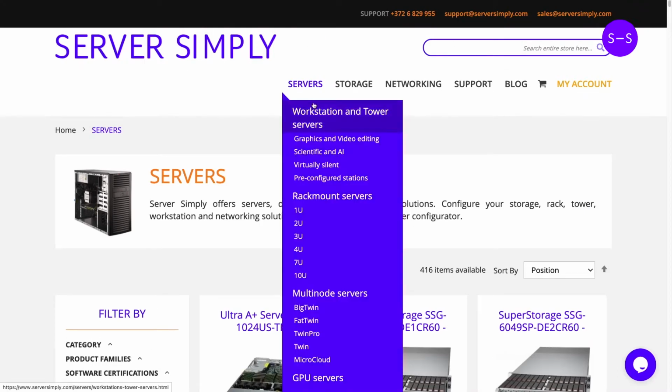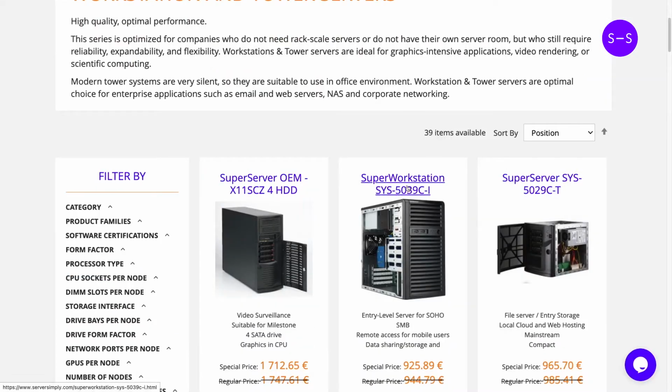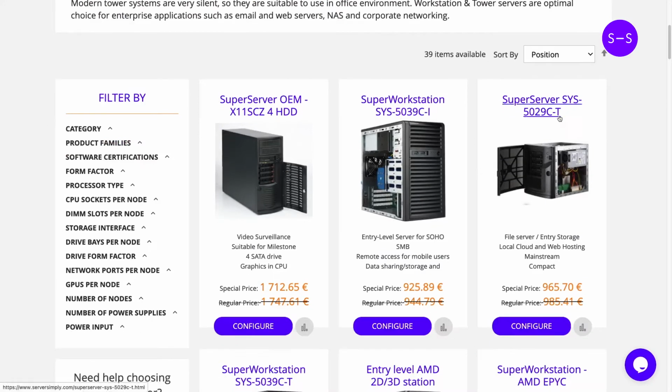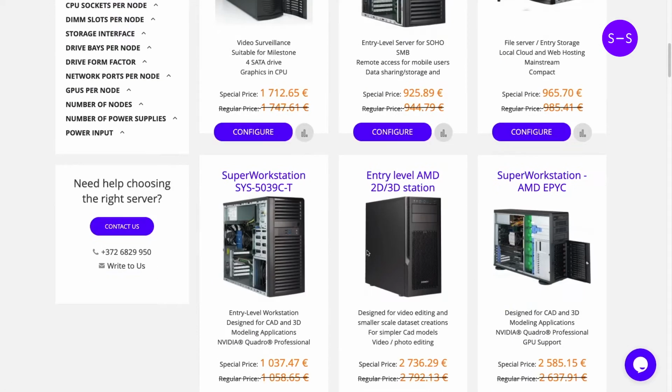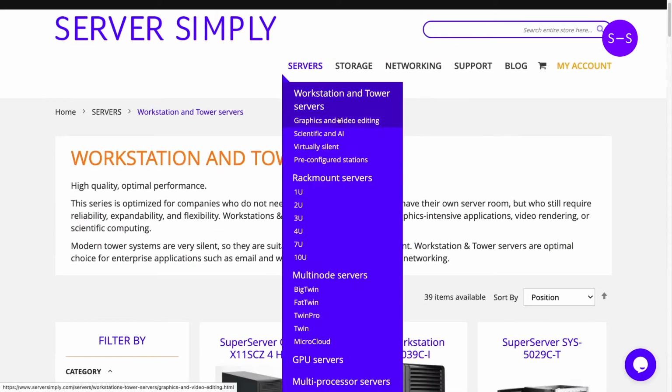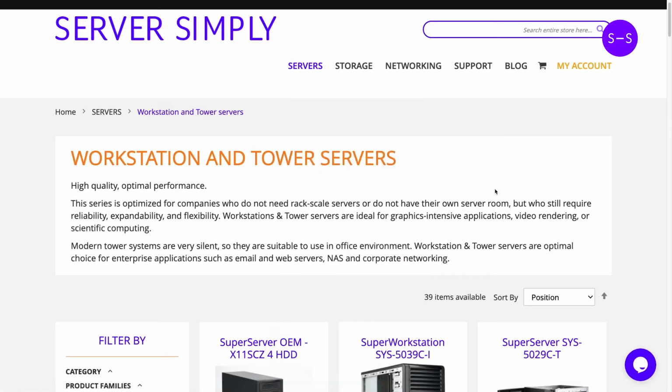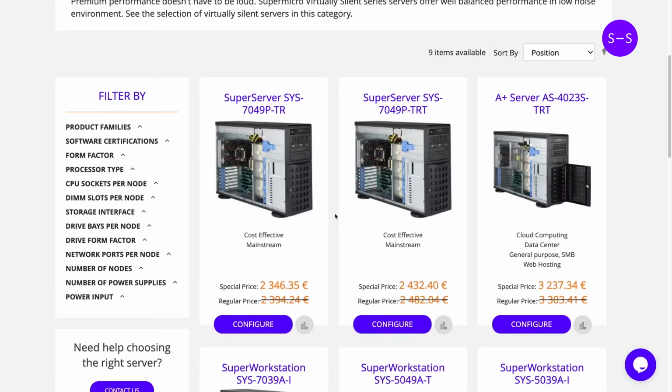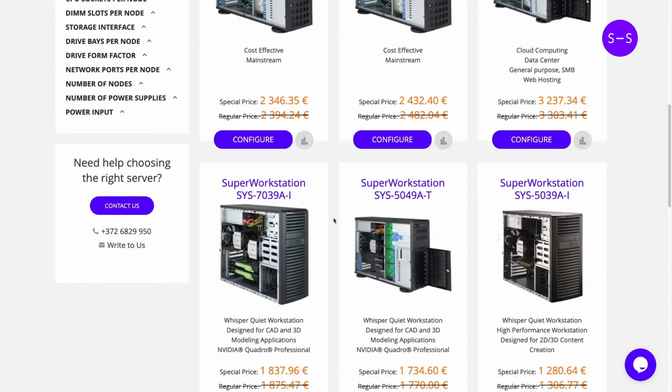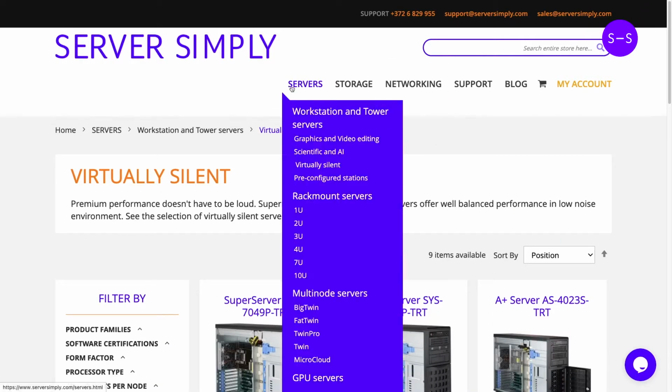Under here we have different subsections like workstation and tower systems, which hold systems that are usable as towers, usually workstations, perhaps some smaller entry level NAS systems or something like that. Also subgroups for different purposes like video editing, scientific and artificial intelligence, and also some virtually silent workstations. It's basically some subcategories that we can classify them into, and it makes it easier to do some selections.